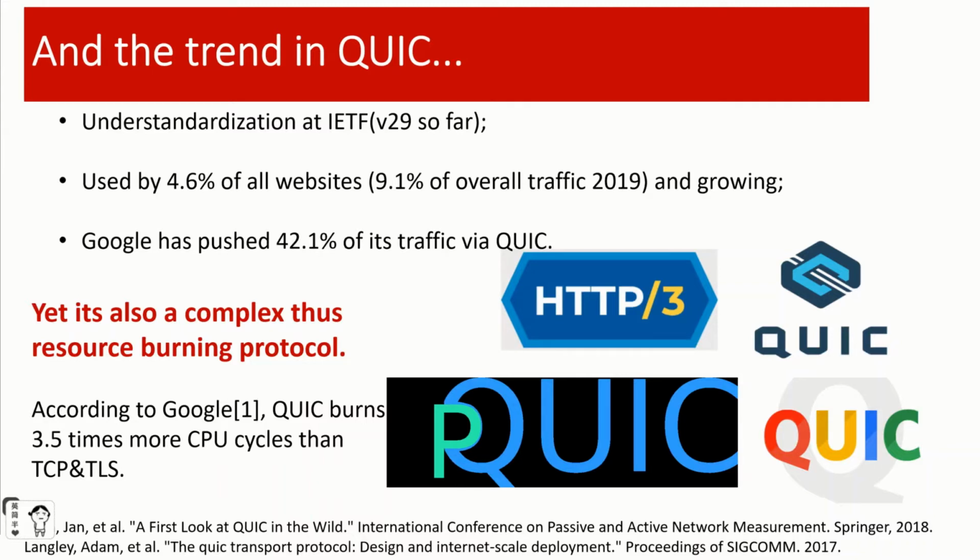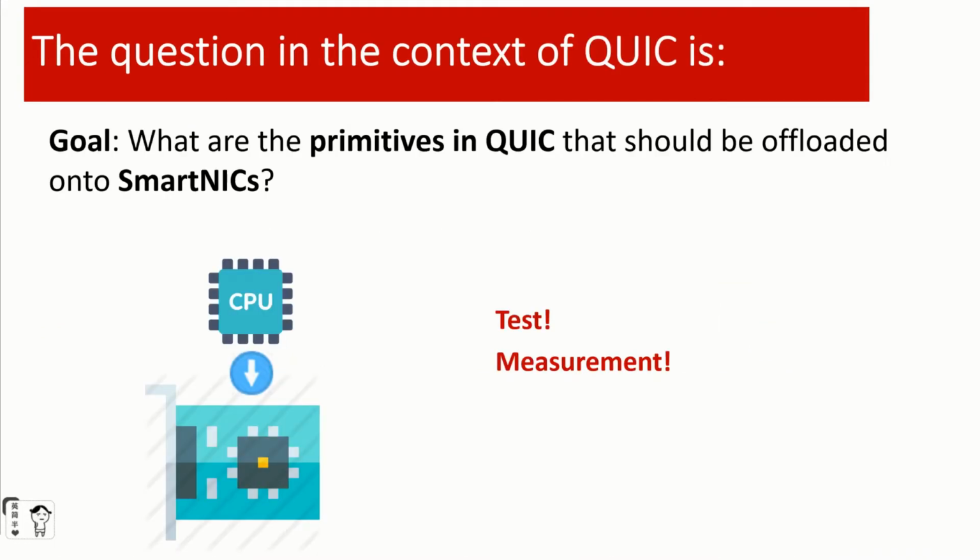Google has pushed 42% of its traffic via QUIC, but on the other hand, it's also a very complex and resource-burning protocol. According to Google, QUIC burns 3.5 times more CPU cycles than TCP plus TLS. So since QUIC is quite complex, the question in the context of QUIC is, what are the primitives in QUIC that should be offloaded onto SmartNIC?